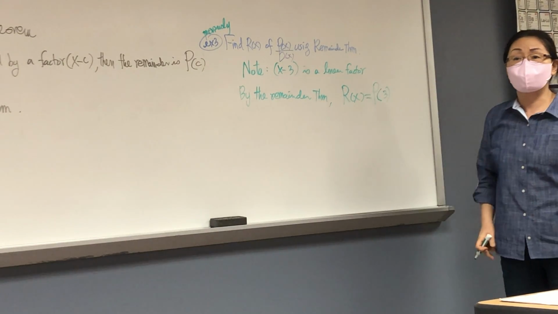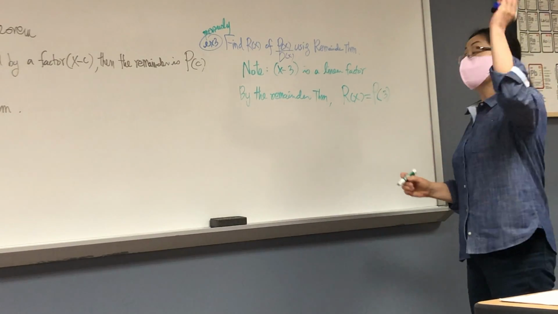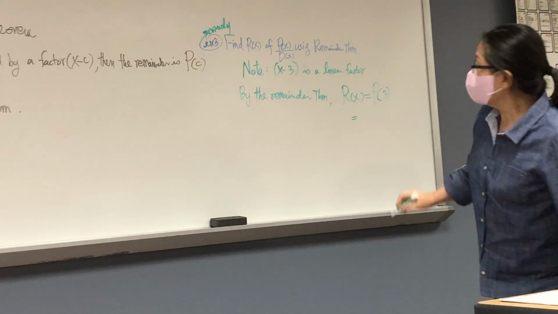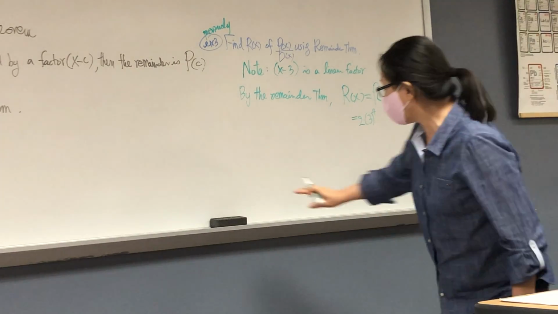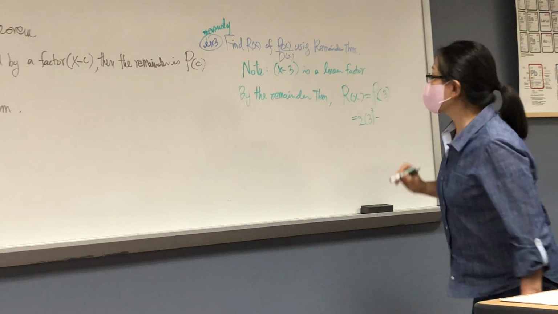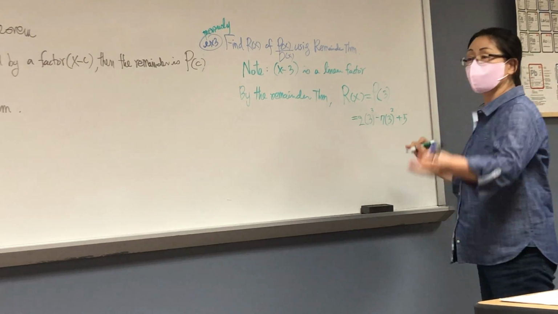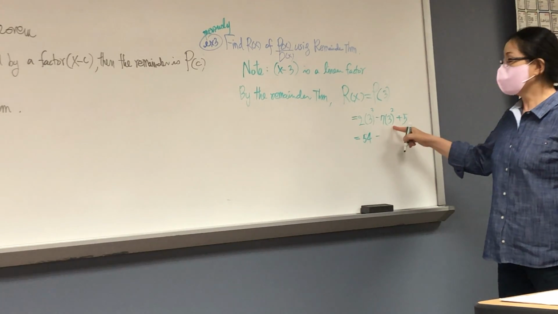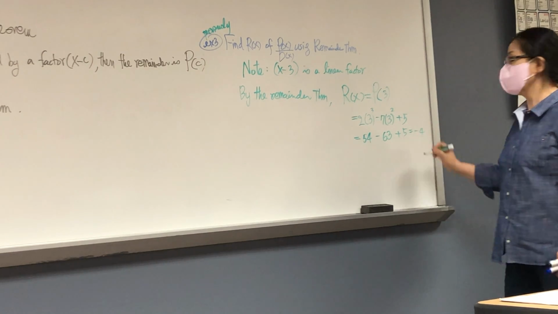You should understand your remainder theorem. So how do you find P of 3? Substitute its value. So 2 times 3 cubed, minus 7 times 3 squared, plus 5. Compute it. 3 cubed is 27, so 2 times that is 54. 3 squared is 9, 7 times 9 is 63. Plus 5. So what is it? -4.